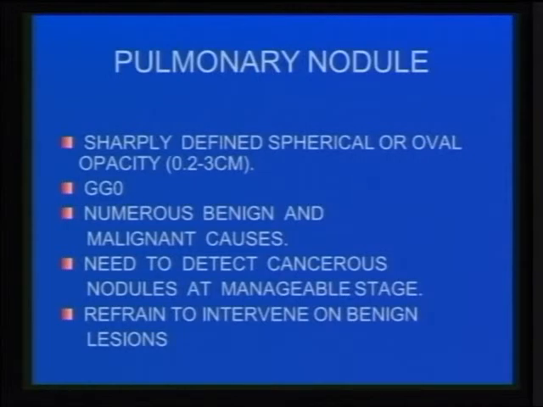We have to remember that ground glass opacities are part of the pulmonary nodules. It's just a different appearance of a nodule, but it's not as solid as a typical nodule. We need to recognize that there are numerous benign and malignant causes, but what's driving us as radiologists is to be able to detect cancerous nodules at a manageable stage. And we know we're still doing a very poor job at doing that. At the same time, because CAT scan is allowing us to see all those nodules, we have to refrain from intervening on benign lesions, so all those false positives that are coming into our light.